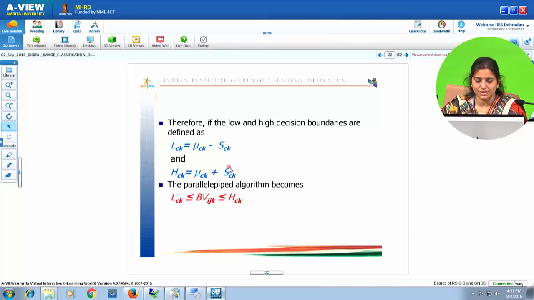So the parallelepiped algorithm becomes that BVIJK, that means the brightness value of any individual pixel in a particular band, should fall between the lower and upper boundary of the class in that particular band.